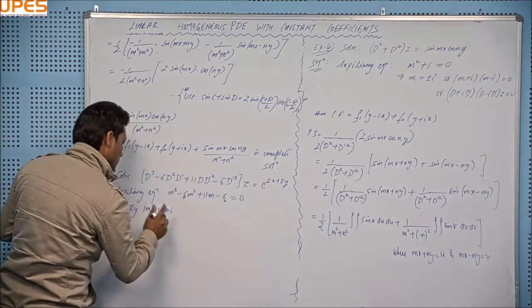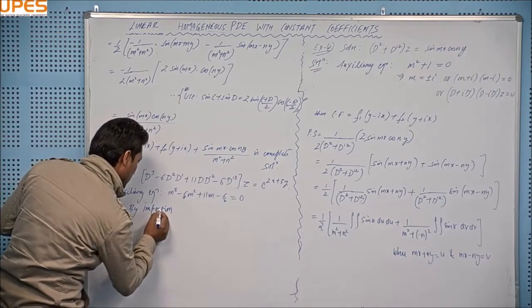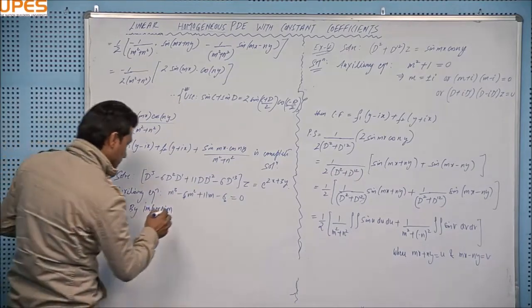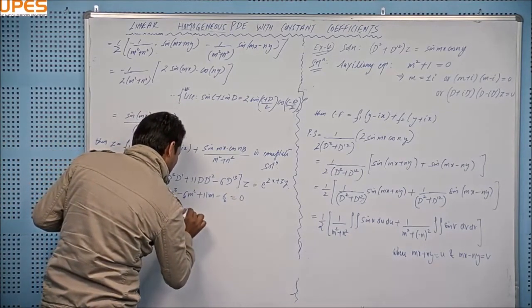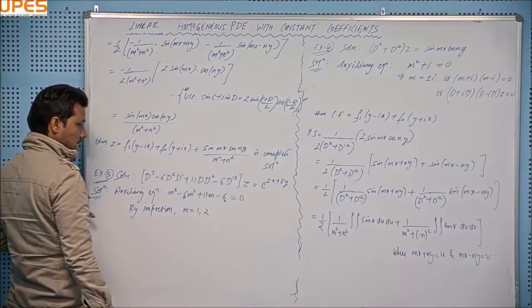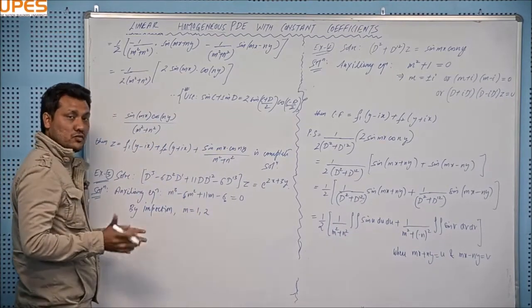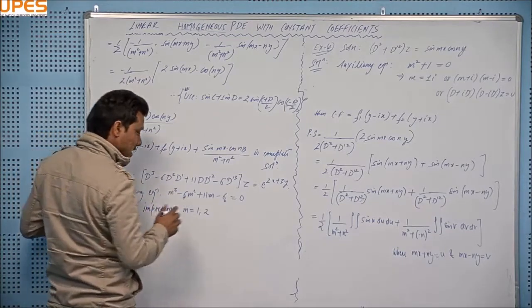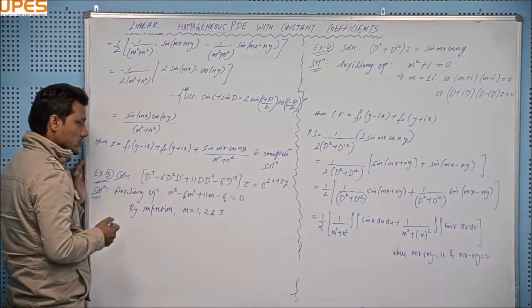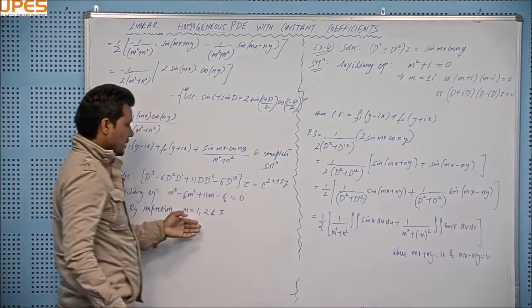By saying inspection, what I did, you remember that by inspection we find that m equal to 1 and 2, I found these roots by trial. And after that I applied that the sum of roots is equal to 6, and that gives me 3. So these are the roots of the equation, m equal to 1, 2, 3, and they all are distinct roots.